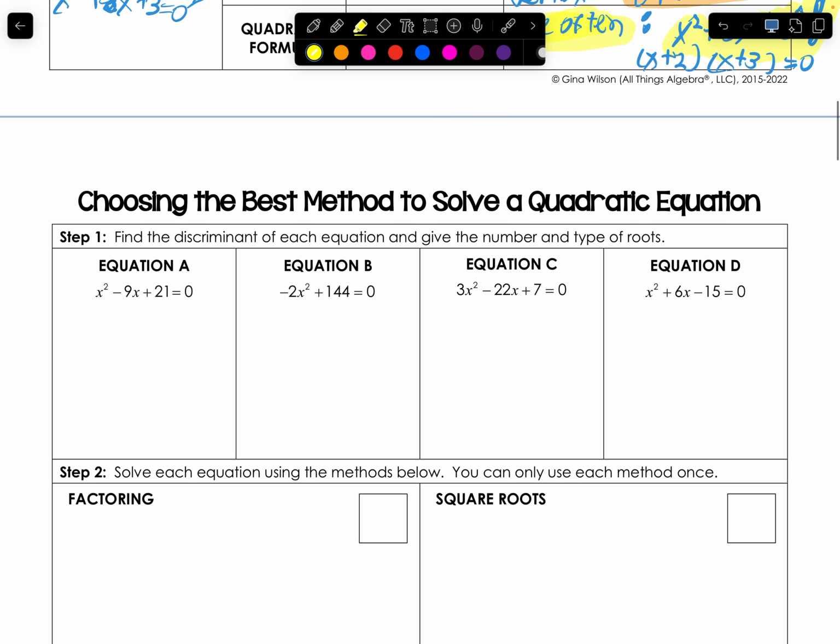Okay? So A, B, C, D, we did these on the board. So equation A, B, C, D, it says find the discriminant. So if you do these correctly, you should end up saying that there's 2 imaginary. Whoops, I just messed up something here. 2 imaginary.